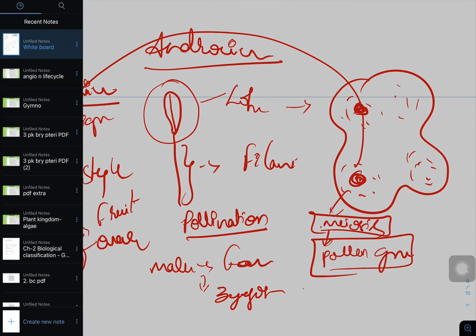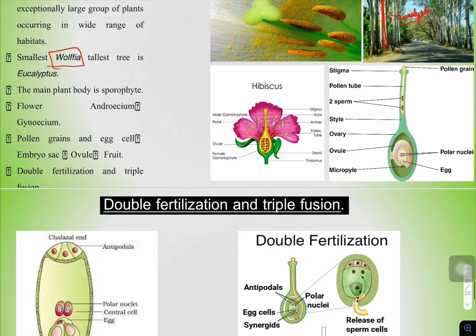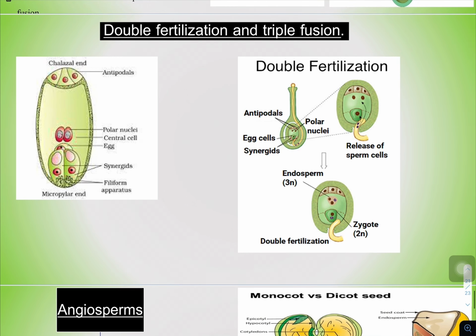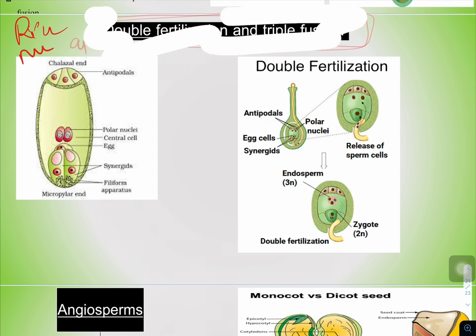Okay, see, they exhibit a very important feature. It is called double fertilization and triple fusion. It is a very important process. The rice, jowar, maize, ragi or any of the food grains you take, it is the product of double fertilization and triple fusion. Then what do you mean by double fertilization and triple fusion?